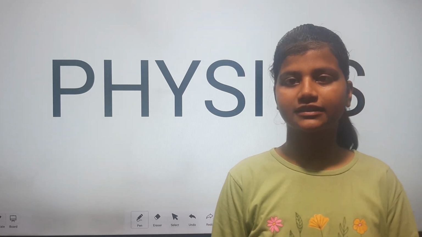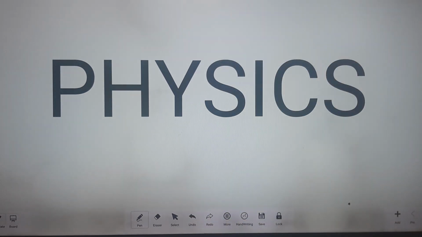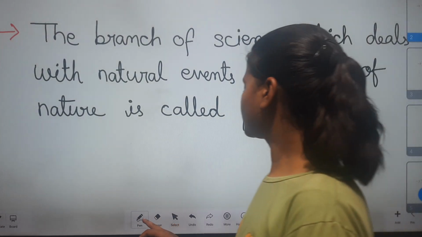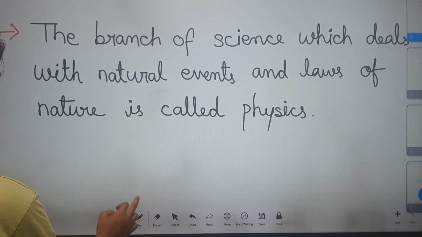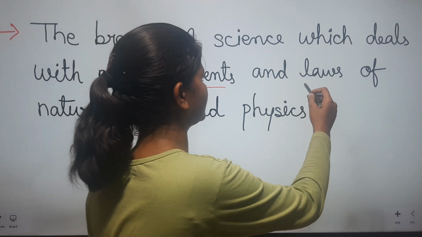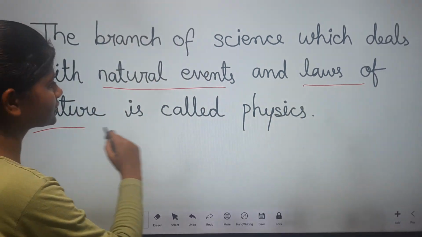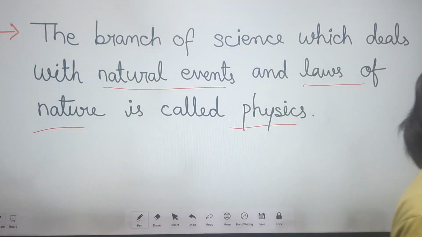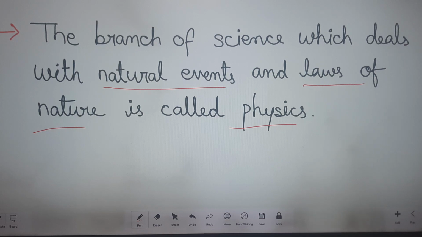So in this video, we will discuss physics. Let's first see what physics is. The branch of science which deals with natural events and laws of nature is called physics. So what is physics? Physics is the branch of science in which we study natural events and laws of nature.